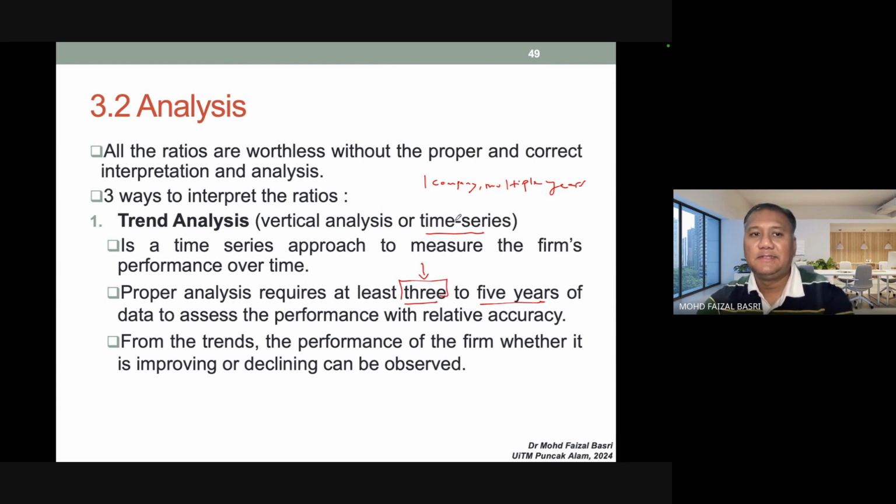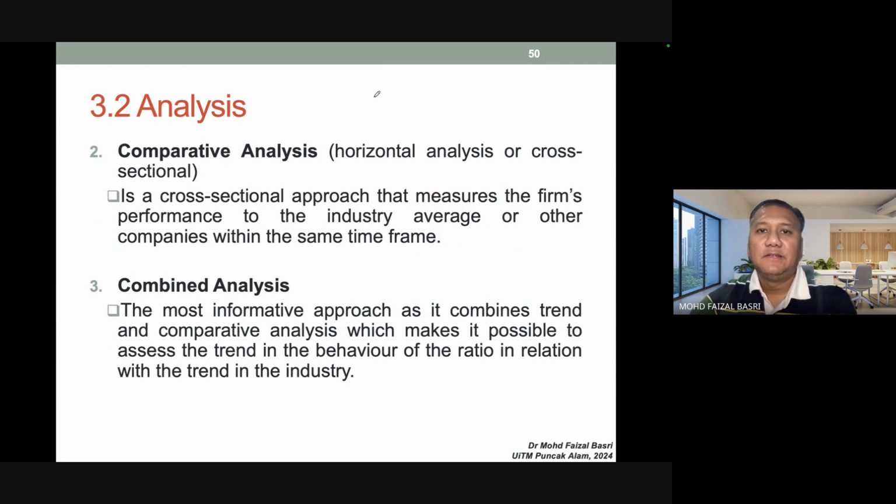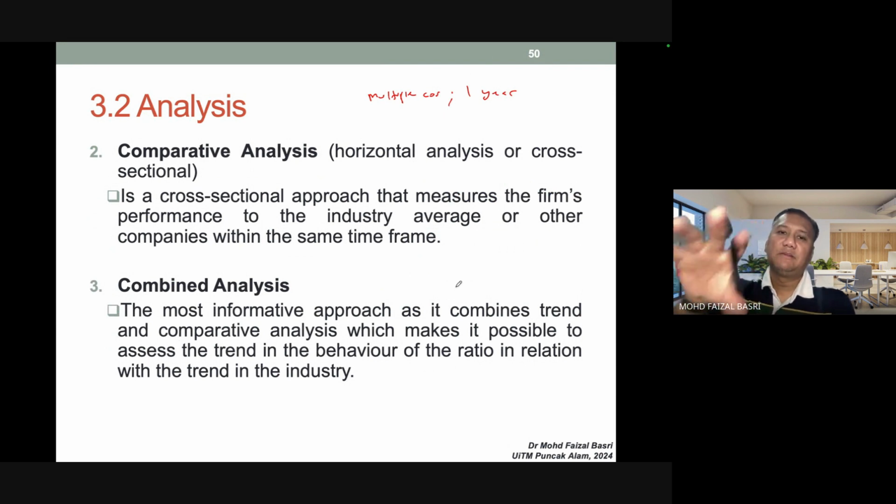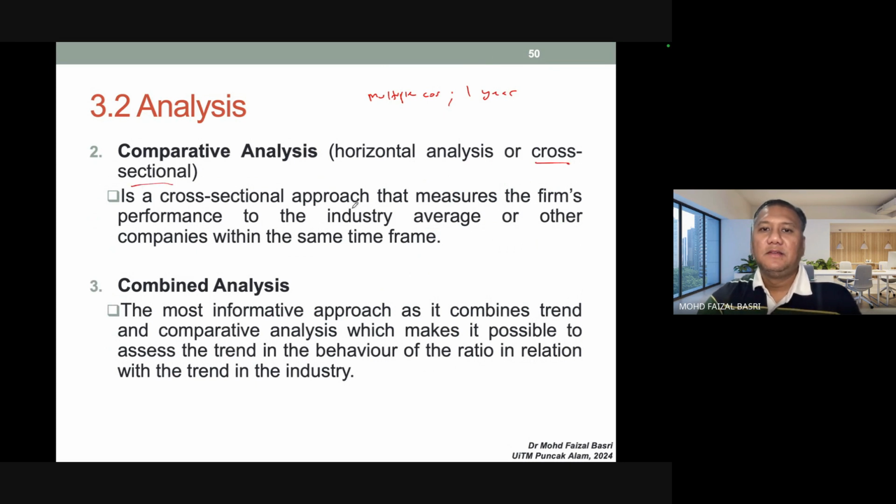Okay, that's time series. Second types, comparative. Multiple companies, 1 year. Okay, dia macam yang kita buat untuk final exam tadi lah, example for final exam. Ada 2 point of reference, satu company, satu industry for that one particular year. Okay, to compare lah, horizontal ataupun kita panggil dia cross-sectional. Okay, kita compare the firm's performance against the industry average ataupun against dia punya competitor. Tapi within the same time frame, which is 1 tahun je lah.